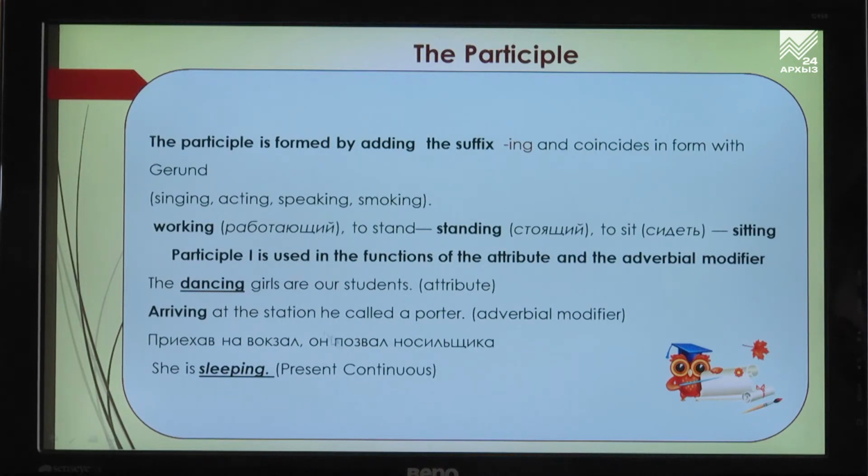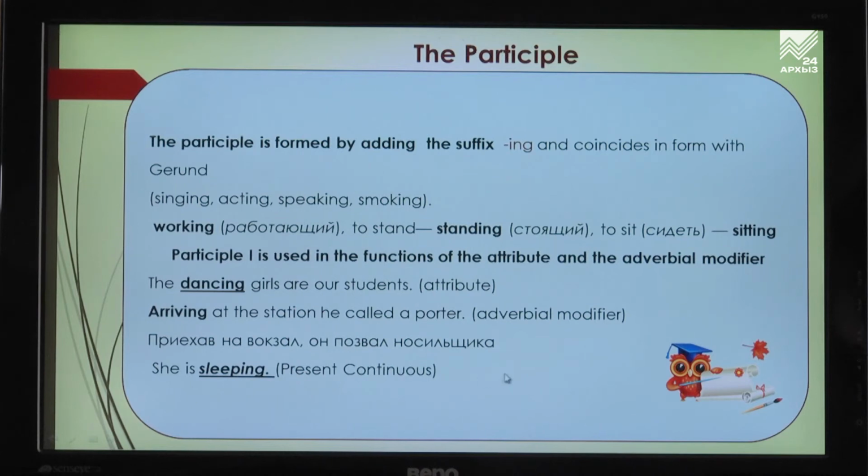Here is the example. The dancing girls are our students. Dancing is an attribute, and it is expressed by participle one. Танцующие девочки, наши студентки, наши студенты. Arriving at the station, he called a porter. Adverbial modifier. Приехав на вокзал, он позвал носильщика. Здесь обстоятельство.